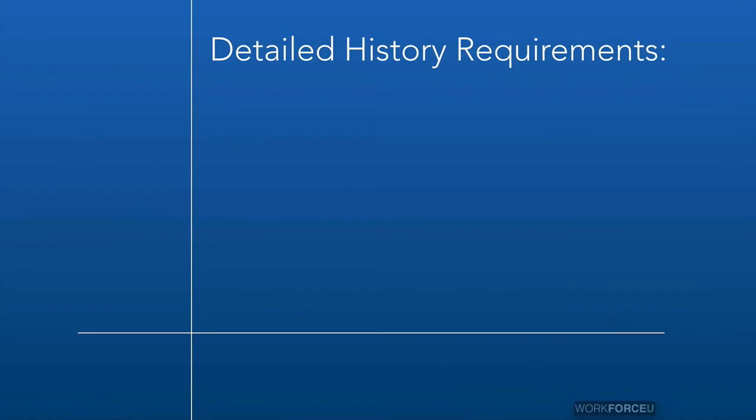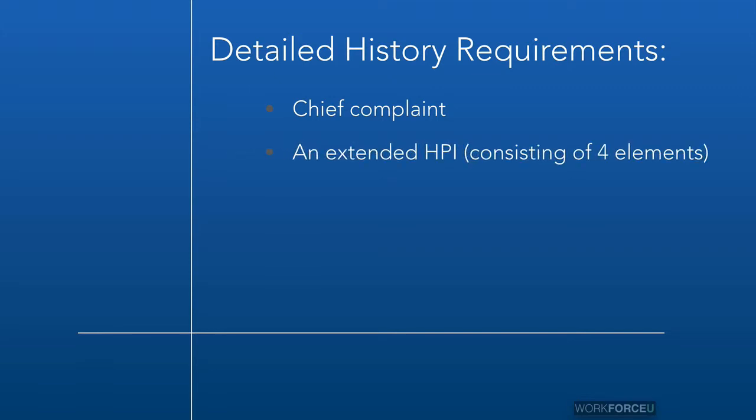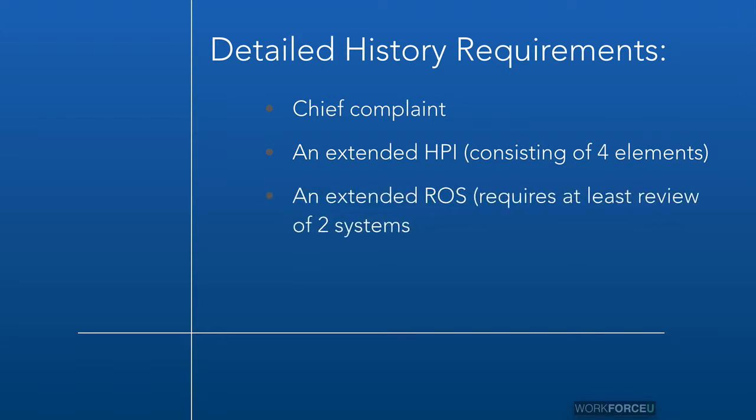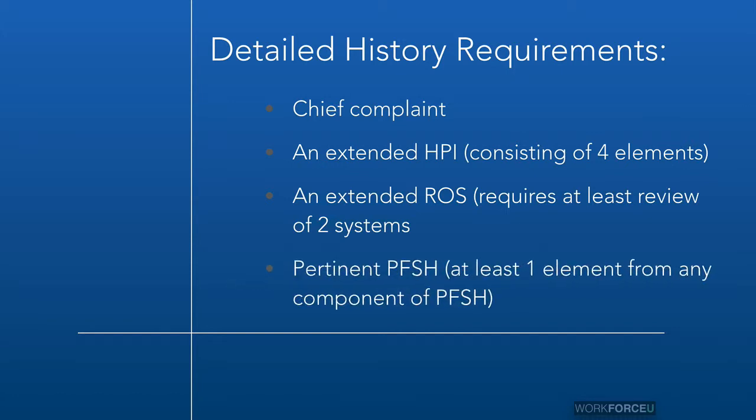So first, let's talk about the history requirements. It requires a chief complaint, an extended history of present illness consisting of 4 elements, an extended review of systems requiring at least 2 review of systems, and a pertinent past, family, and social history, which is at least 1 element from any component of past, family, and social history.